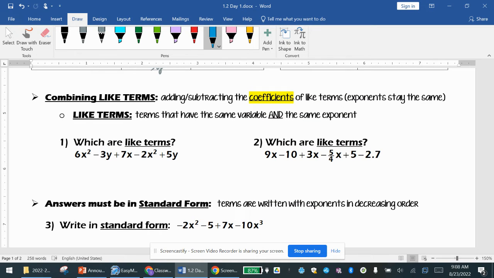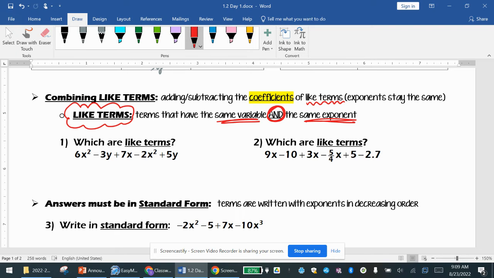Combining like terms is our focus for today, okay? When you're combining like terms, you're going to add or subtract only the coefficients of like terms. The exponents are going to stay the same. I'll show you a couple examples of that. Like terms are the only ones that you're allowed to add or subtract the coefficients for. Here's the definition of like terms: they are terms that have the same variable and the same exponent.